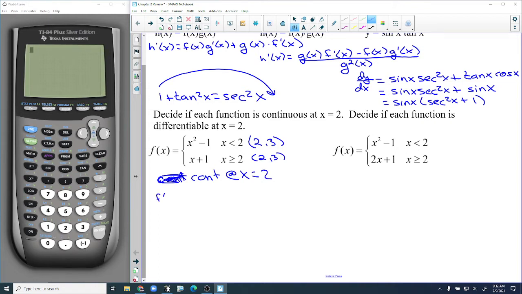The top derivative is 2x, and when we evaluate at x equals 2, the left-hand slope, or the left-hand derivative, is 4. Now we want the right-hand derivative. f prime of x on the right side is 1. So not differentiable at x equals 2.